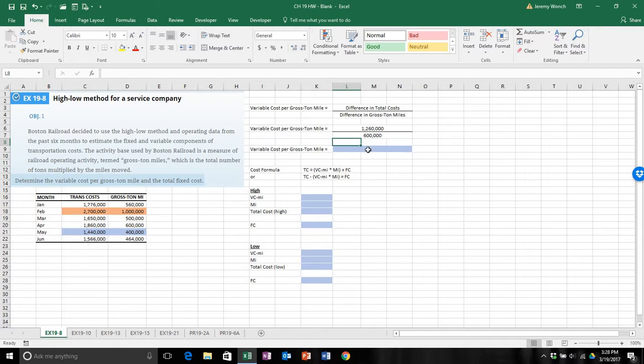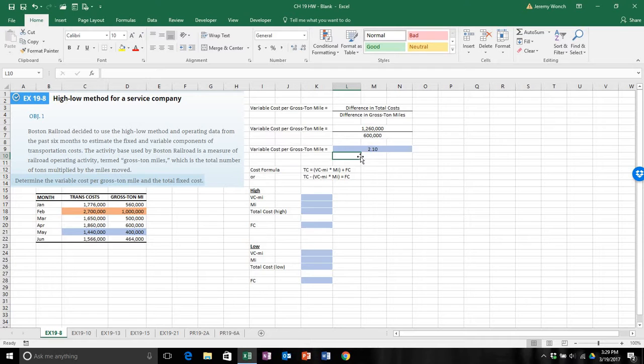So go ahead and we divide these out. The difference between these two is going to be solely based on variable cost. And so we figured out that for every gross ton mile, the variable costs are going to be $2.10. So we've isolated the variable cost component.